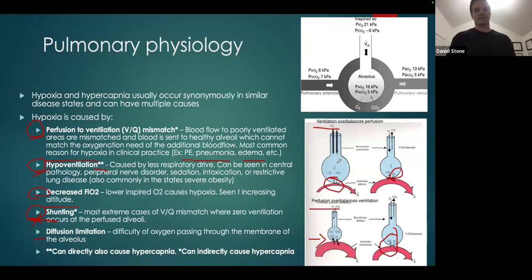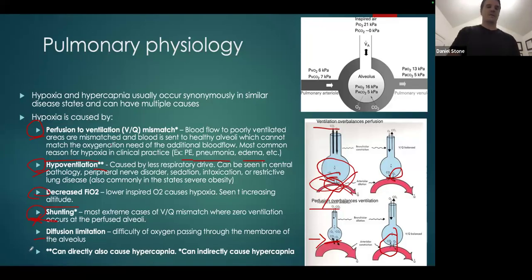VQ mismatch just basically implies that there's a pathophysiology happening in the alveolus, and because of it, the blood flow is basically being shunted away or taken away elsewhere. Diffusion limitation basically implies that the membrane is not permeable, so oxygenation can't make it across the membrane for whatever reason. The patient has interstitial lung disease, or they have some other condition that's basically causing the membrane to thicken.